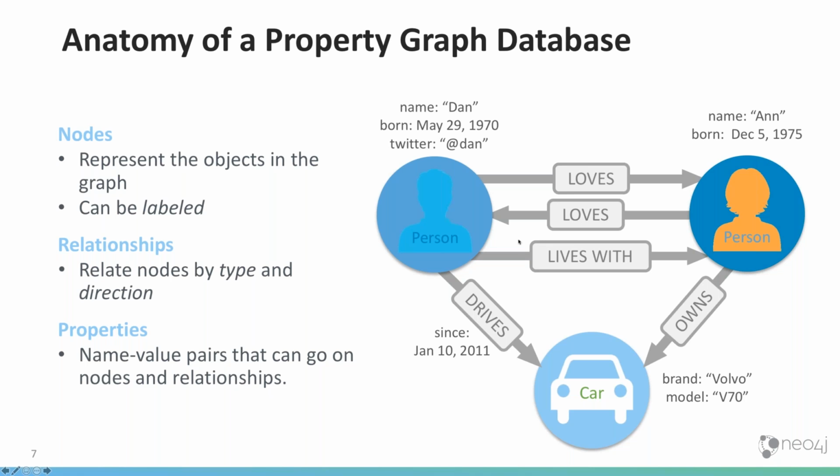And then you can see as well, you can have properties on relationships. So not just properties on nodes, properties on relationships. We can see Anne owns the Volvo at the bottom here. And Dan drives that car, and he has driven it since January 10th, 2011. So that relationship has a start date. It could have an end date, any number of other properties as well. So those three things, nodes, relationships, and properties, are what make up the graph, the property graph database model. And that gives us everything we need to build really complex and really rich data sets that we can then query to gain new insights.